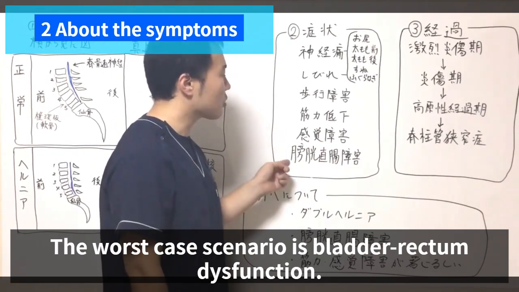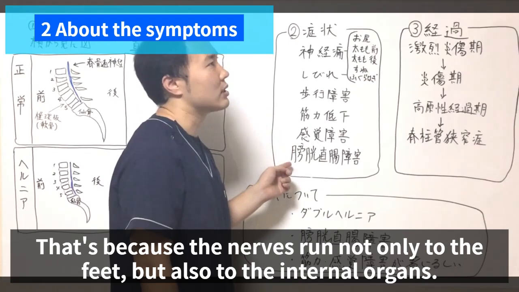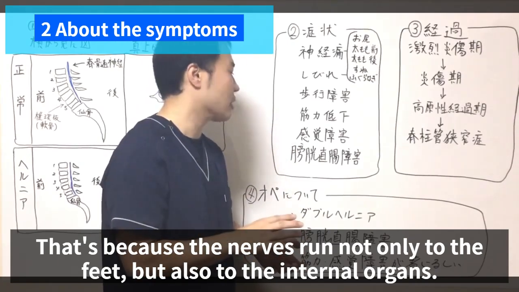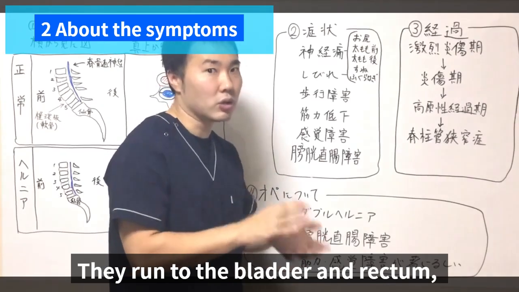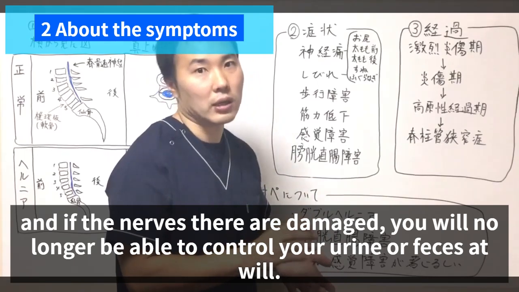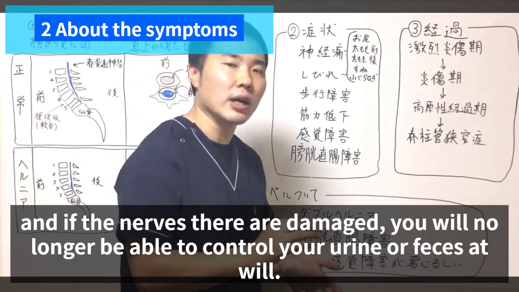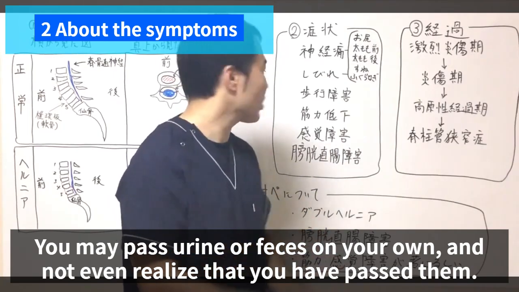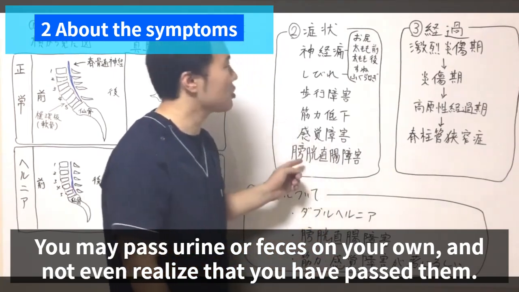The worst case scenario is bladder rectum dysfunction. That's because the nerves run not only to the feet, but also to the internal organs. They run to the bladder and rectum. And if the nerves there are damaged, you will no longer be able to control your urine or feces at will. You may pass urine or feces on your own, and not even realize that you have passed them.